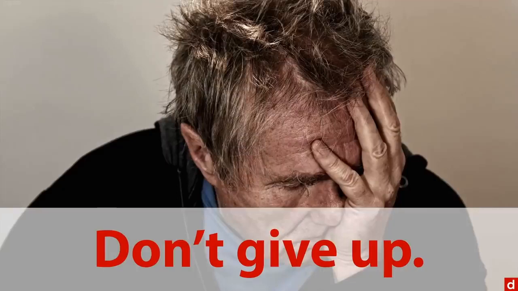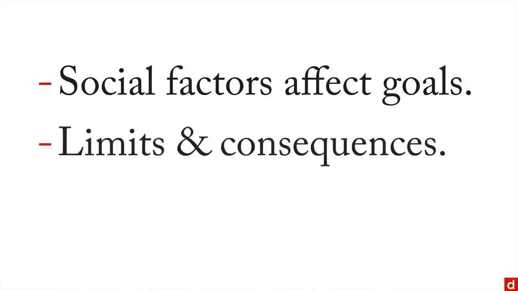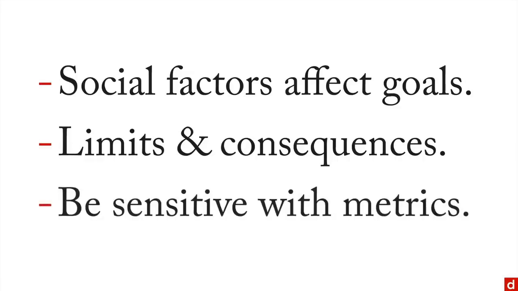So, in sum, social factors affect goals, and they affect the way that you meet those goals. There are limits and consequences both on how you reach the goals and really what the goal should be. And when you're making advice on how to reach those goals, please be sensitive to how things play out with metrics and how people will adapt their behavior to meet the goals. That way, you can make something that's more likely to be implemented the way you meant and more likely to predict accurately what can happen with your goals.